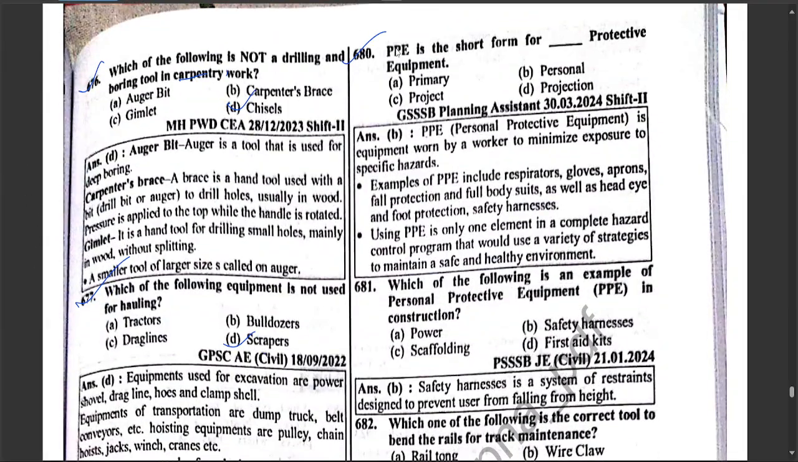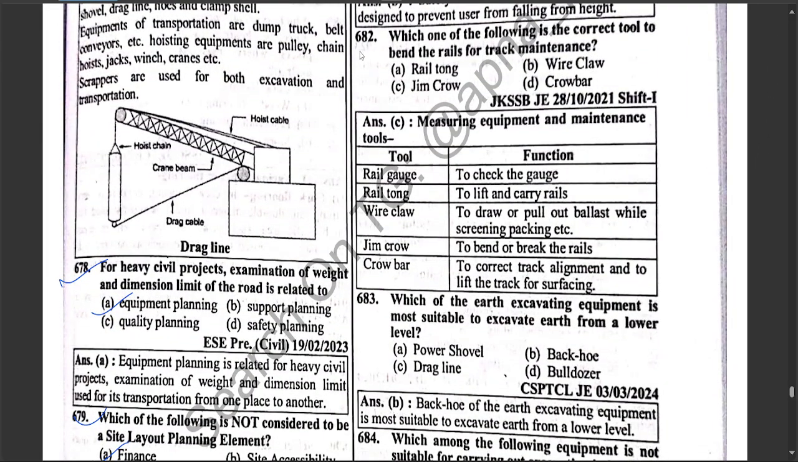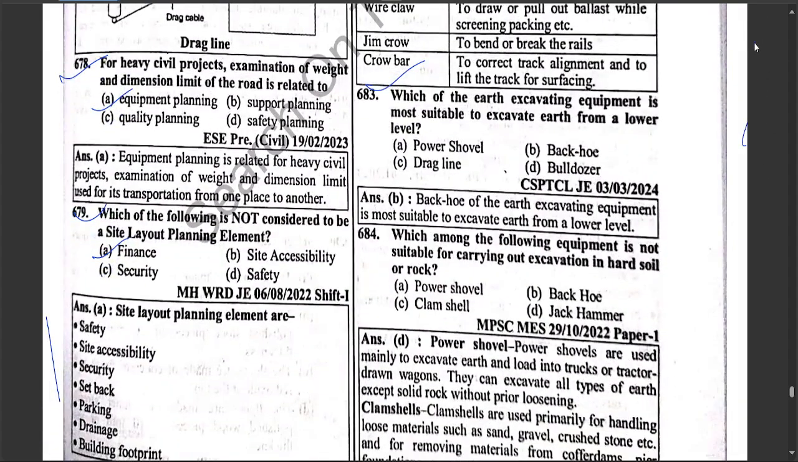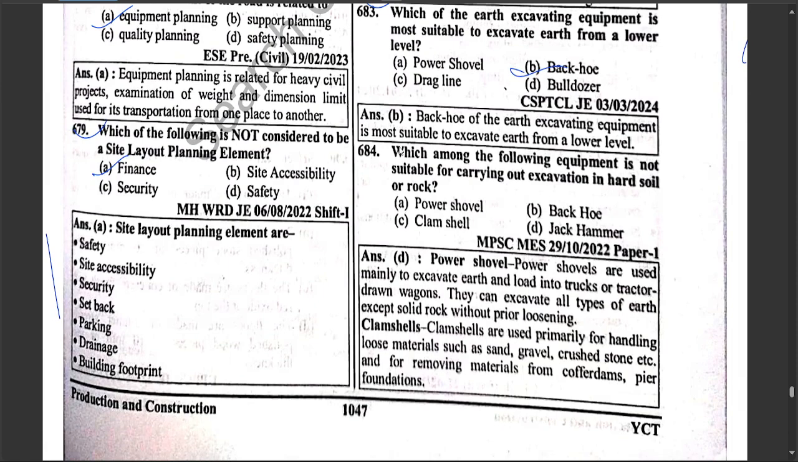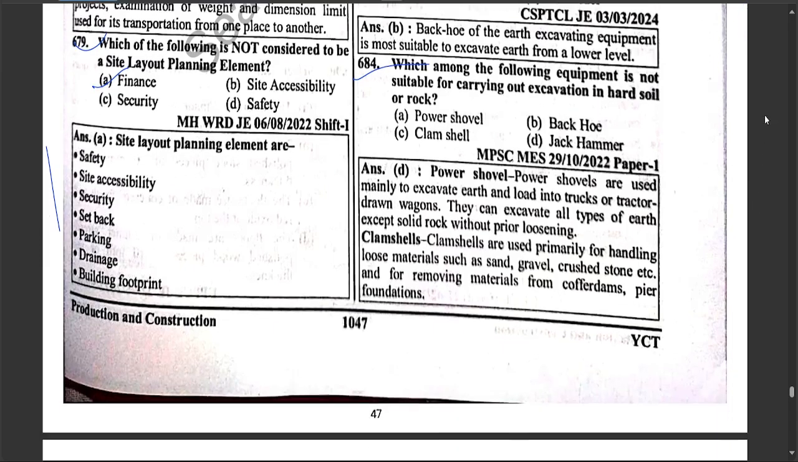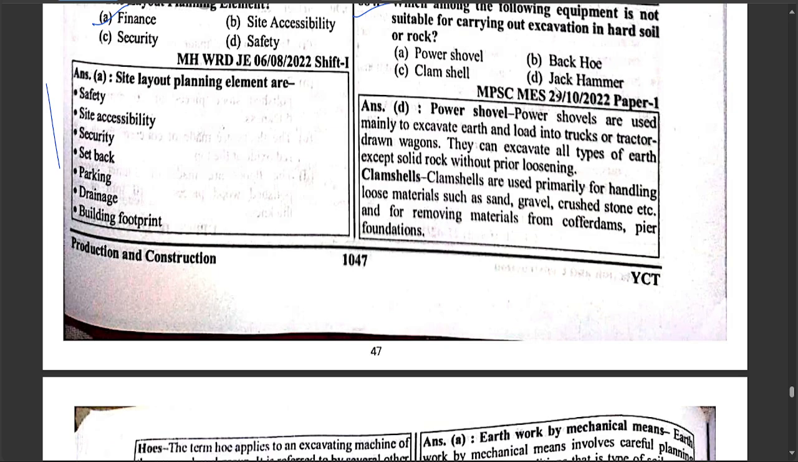PPE is the short form for protective equipment, which is the personal. Which of the following is an example of personal protective equipment PPE in the construction, which is a safety harness? Which of the following is the correct tool to bend the rail for track maintenance, which is jim crow? Which of the following excavating equipment is most suitable to excavate earth from a lower level, which is the backhoe? Which among the following equipment is not suitable for carrying out excavation in hard soil or rock, which is a jackhammer?